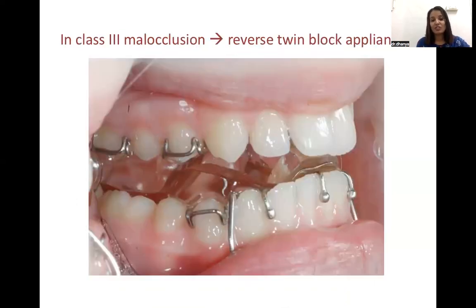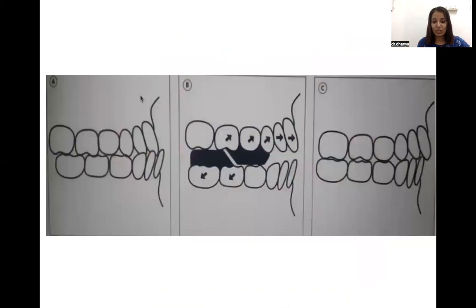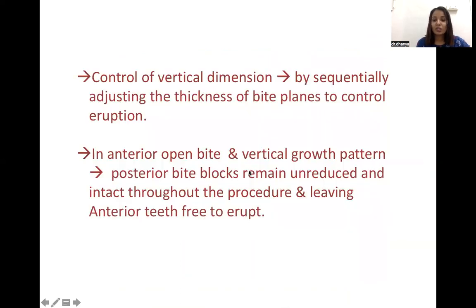In class 3 malocclusion, a reverse twin block can also be given. This is the mechanism of how you give the reverse twin block. All these things will be reversed. Control of vertical dimension is by sequentially adjusting the thickness of bite plates to control the eruption. In anterior open bite and vertical growth pattern cases, posterior bite blocks remain unreduced. So whenever you have anterior open bite or vertical growth pattern patients, you do not touch the posterior bite blocks. They remain unreduced and intact throughout the procedure, leaving anterior teeth to freely erupt.